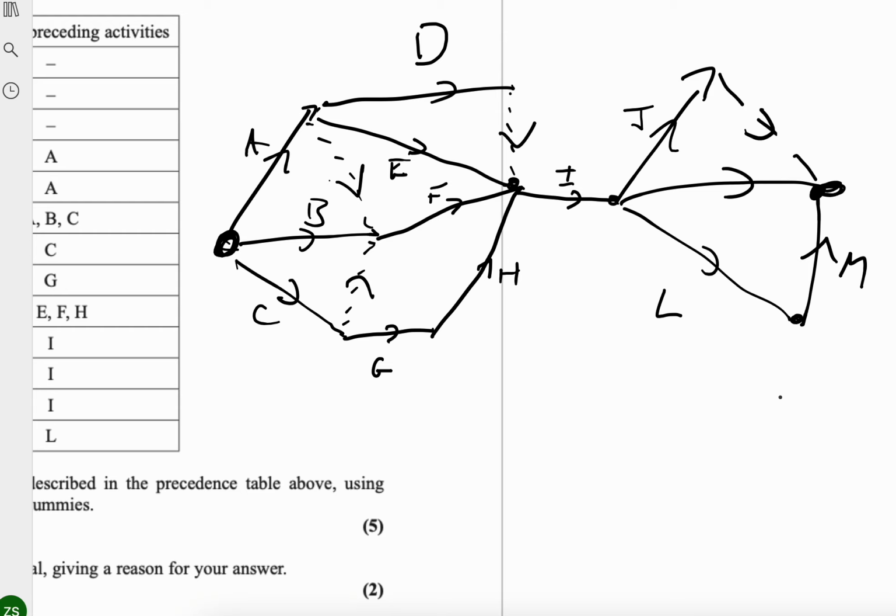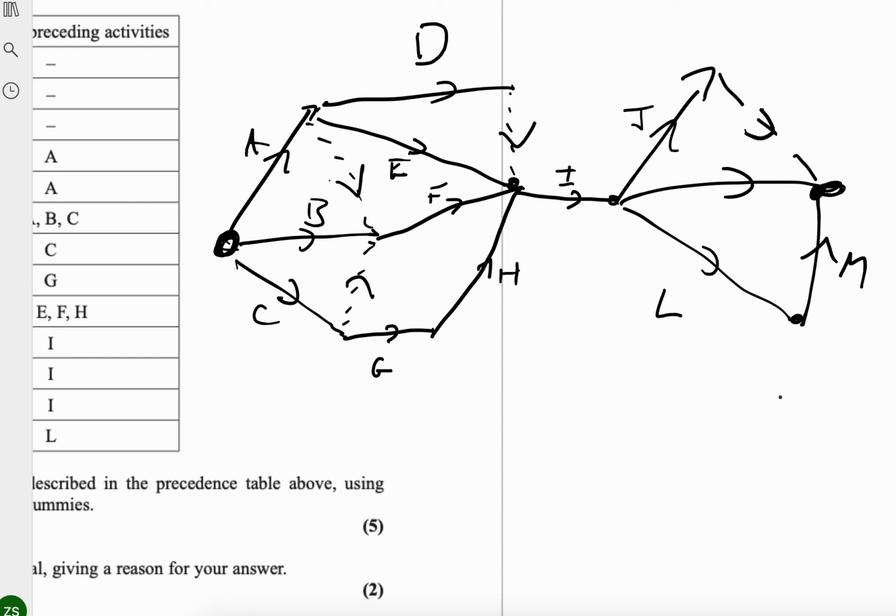The longest path. Let's say we have 2 people. One person takes 6 hours to complete their task. One person takes 8 hours to complete their task. How long will it take for both of them to be finished? 8. You go by the longest path. So you're trying to find the path through here that is the longest. So the most number of letters.